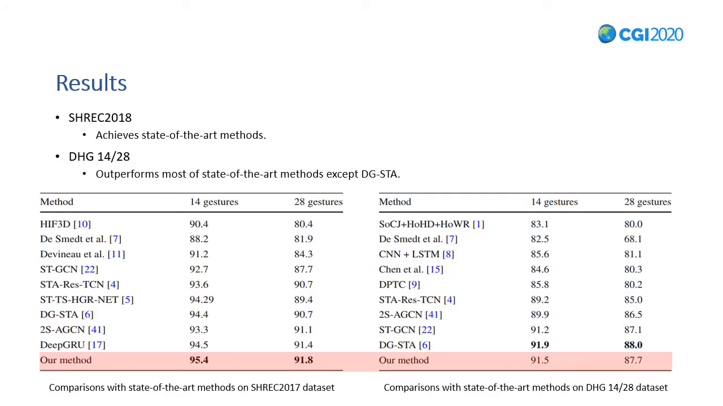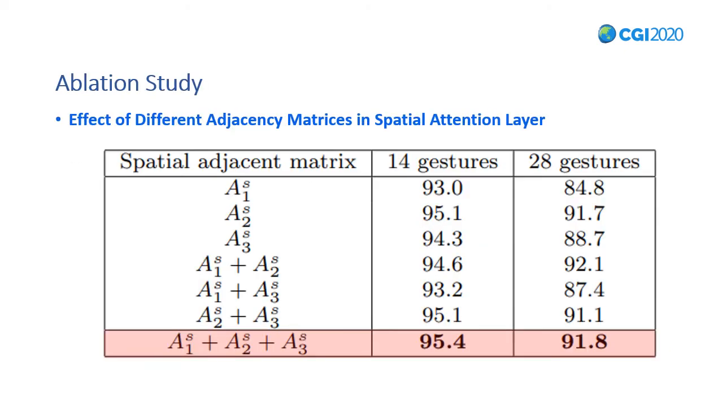We compare the performance of our method with state-of-the-art methods. The left table compares performance on the SHREC 2017 dataset and the right one on the DHG dataset. Our method achieved competitive results for both datasets. To further understand the effect of each component of our network, we conduct several ablation studies.